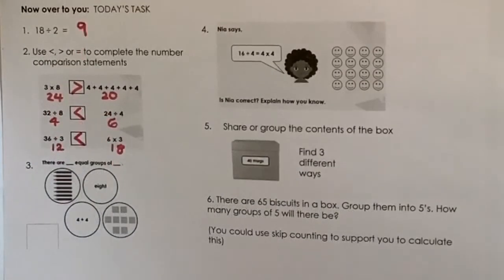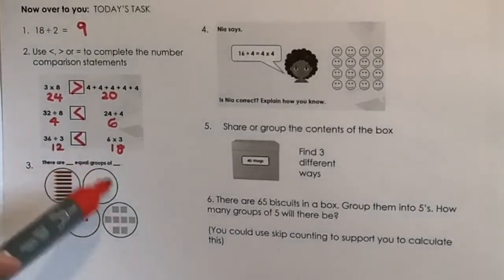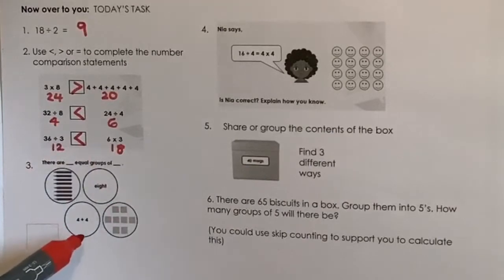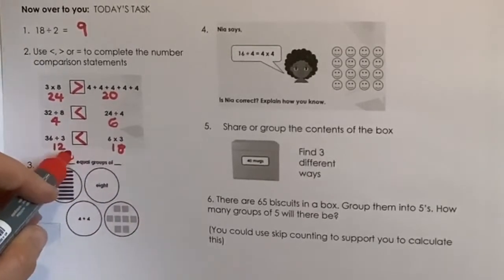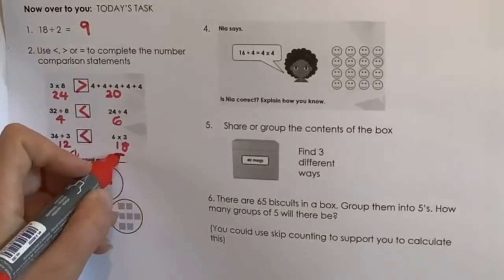So for number 3, you needed to work out that there were equal groups. And in each of the circles, there was the value of 8. There's 8. 4 plus 4 is 8. 8 pencils and 8 squares. So there are how many groups? There are 4 equal groups of 8.